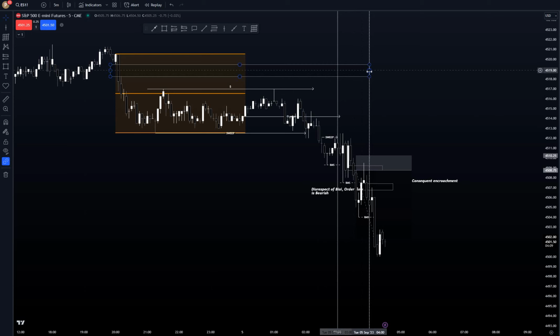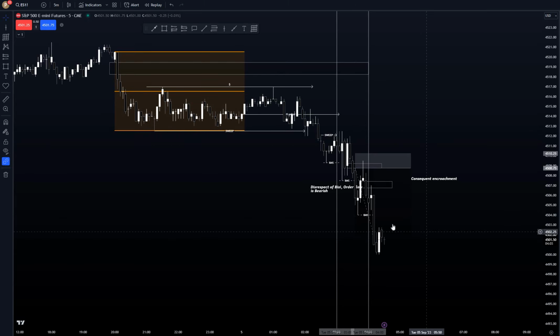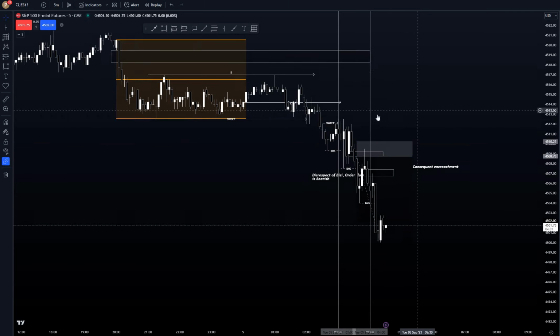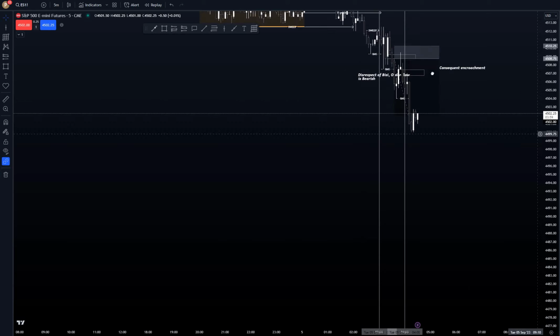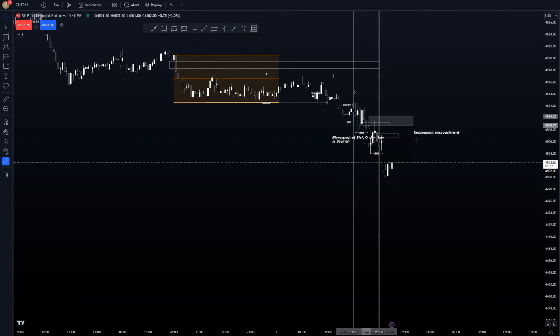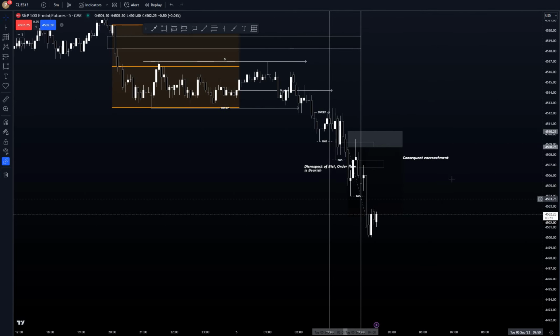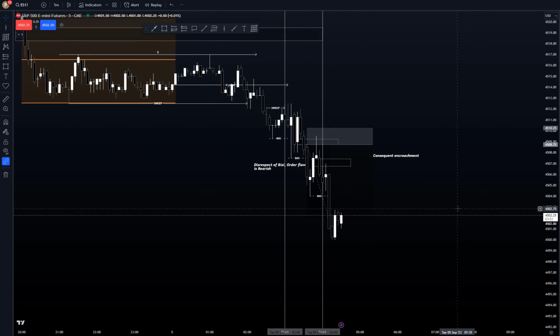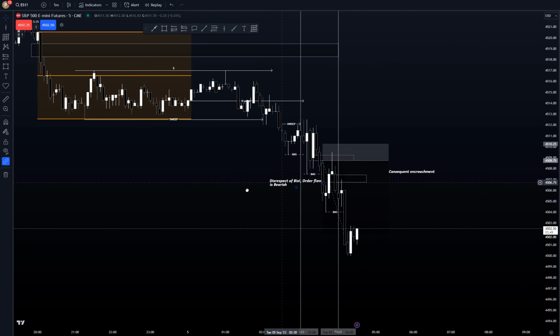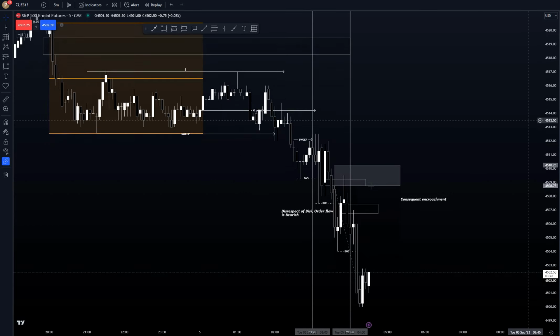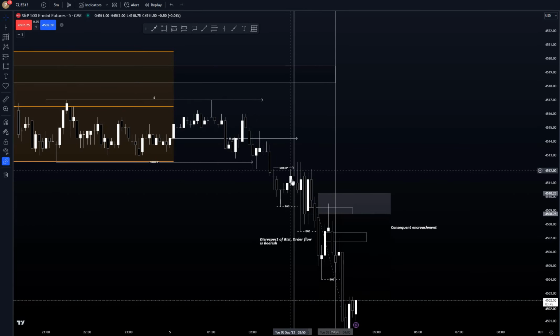This would be the only draw on liquidity that's unmitigated, and it had already been ran past already. It's long gone and forgotten. So since it's trading down already, we can focus on whether price is going to push towards our original draw on liquidity. So in this, I had spotted a high being formed right here.